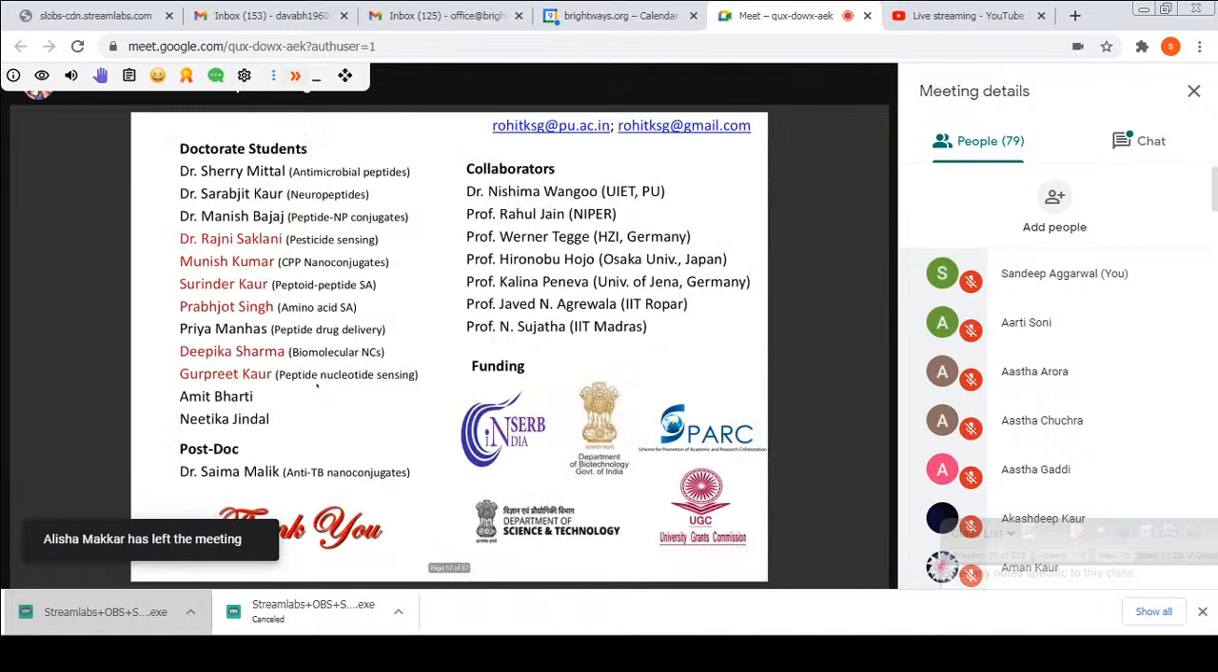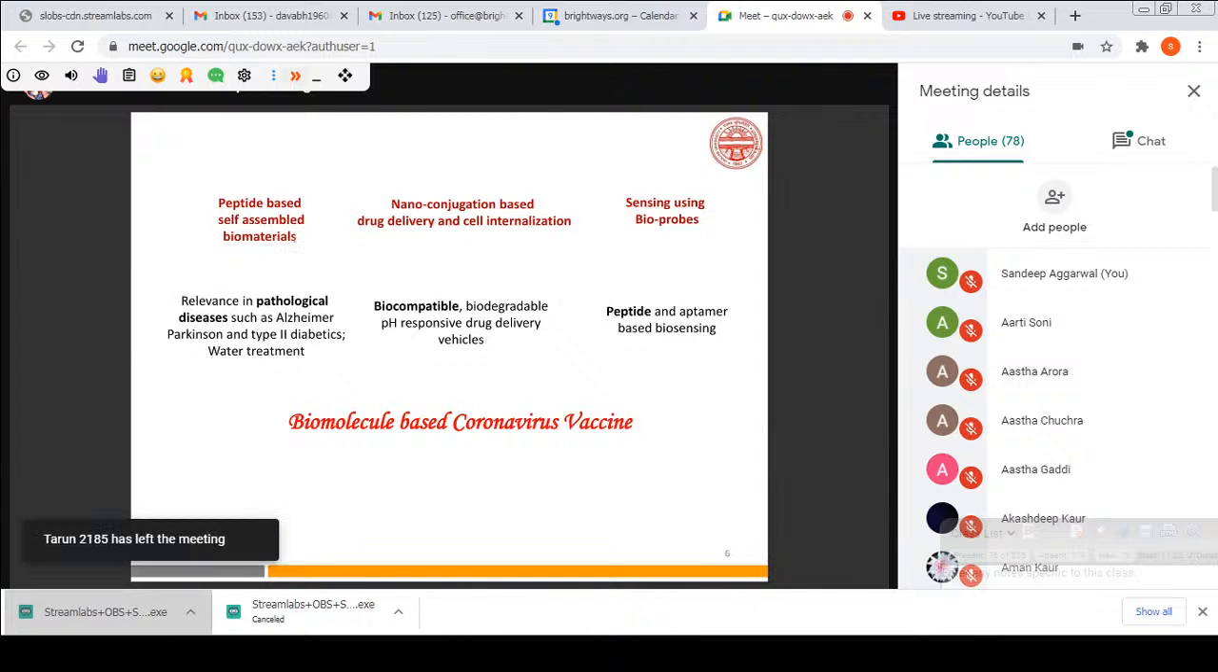So I have tried to explain to you how we can make peptide based biomaterials and how we can apply them, then nano conjugation based drug delivery and cell internalization systems, then sensing schemes using different bioprobes. All these things are chemistry based techniques. There are two different parts: one is the nanomaterial part, and the other is the biomolecule part. We have tried to understand what the relevance is in diseases, how biocompatible and biodegradable drug delivery systems work, and how peptide and aptamer based biosensing works. And I've also tried to explain in between how the coronavirus vaccine is coming up. They are also coming mainly from these types of biomolecules.